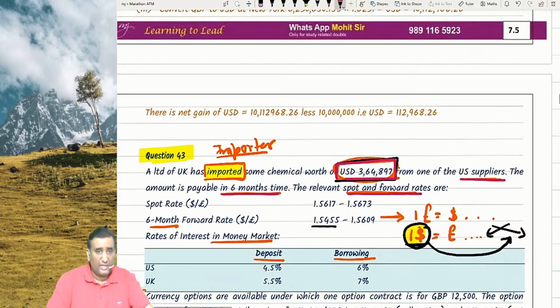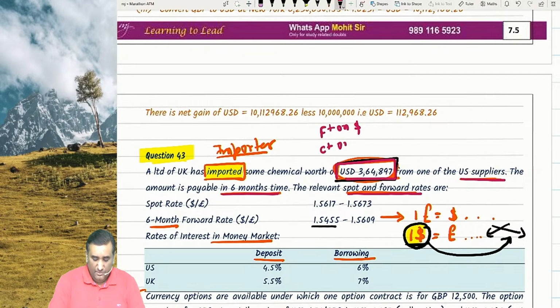Dollar. Originally, if I start thinking he should be buying in the futures market, if futures market is there, then he should do what? F plus on dollar. And in the option market should do C plus on dollar. That should be done because he needs to buy. His fear is price going up, and with price going up, hedging would be done by F plus or C plus.